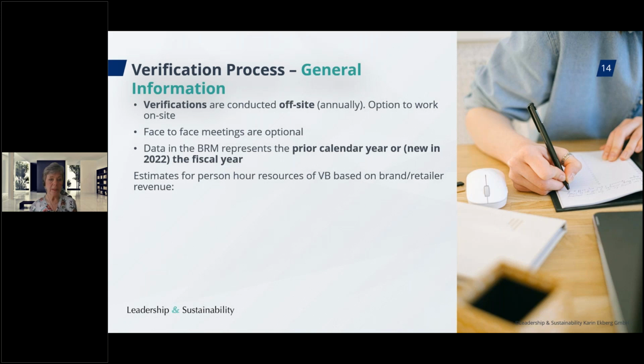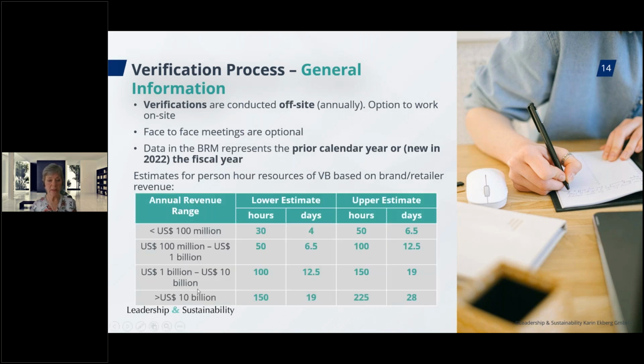There is guidance given from SAC on how to calculate the time we need for the actual verification, and you can see the table here. It is ranked according to the revenue range of your company. There is a lower estimate and an upper estimate, given in hours, but we have also calculated the number of days. For a smaller company, we would speak about 4 to 6.5 days. For a mid-sized company with $100 million to $1 billion revenue, we would speak about 6.5 to 12.5 days, and so on.